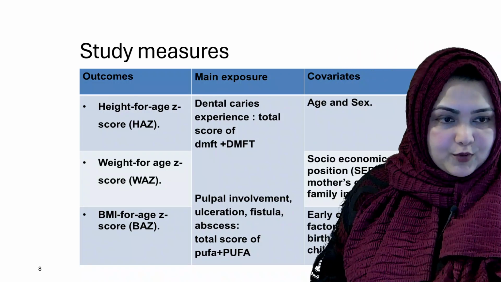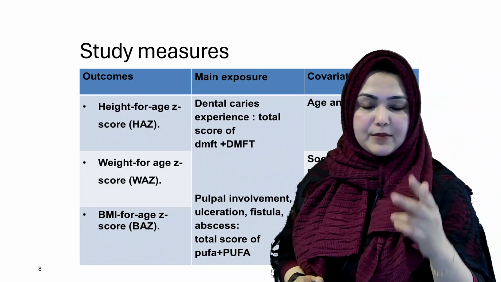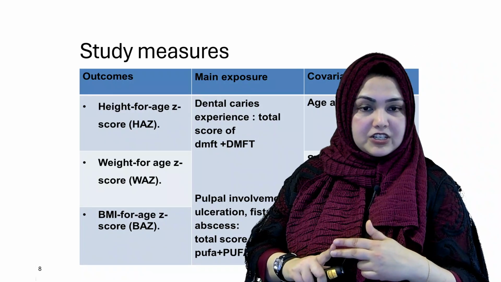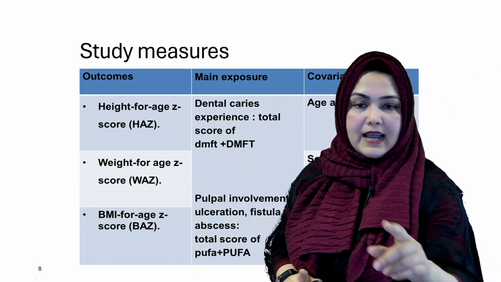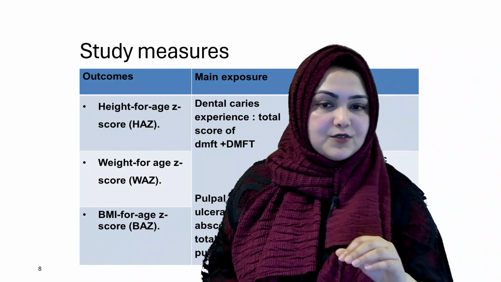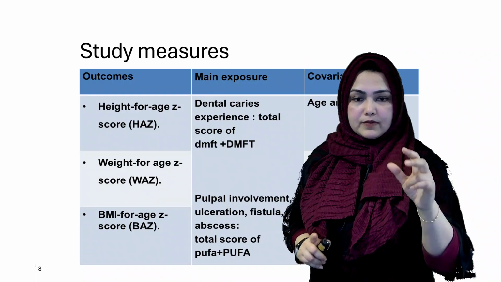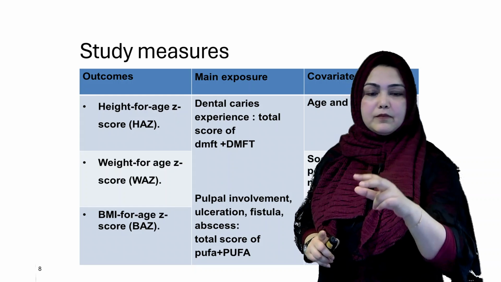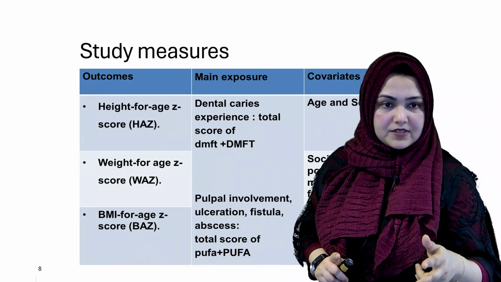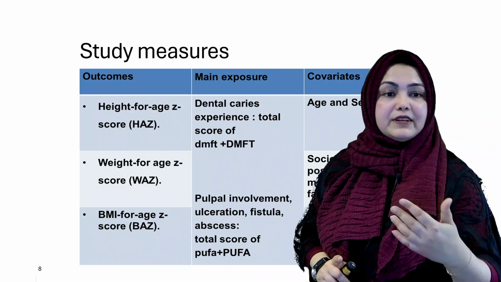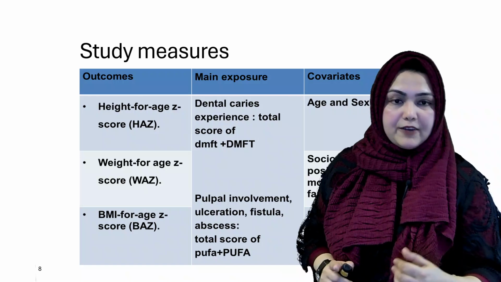And then the main exposure variable in this case was the dental caries experience, and I measured two indicators. One is DMFT, that is decayed, missing and filled teeth, where the small letters are for the deciduous teeth and the capital letters are for the permanent teeth. I also measured the PUFA index, that is pulp, ulceration, fistula and abscess, to see the severe cases of dental caries, when it further progresses, what impact it could have.